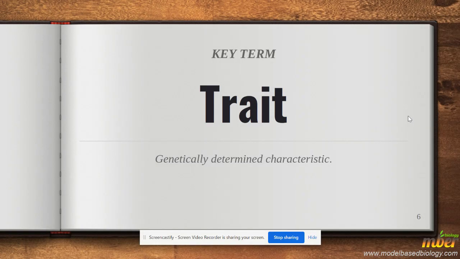Third key term, trait, genetically determined characteristics. So traits are things that are determined by your genetics. Your hair color is determined by your genetics. Your eye color is determined by your genetics. The pigmentation of your skin is determined by your genetics. Whether you go out in the sun for 10 minutes and get tan, or you go out in the sun for 10 minutes and get burnt, that's determined by your genetics.